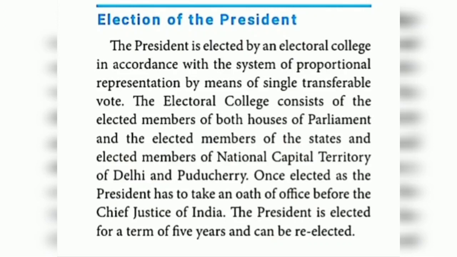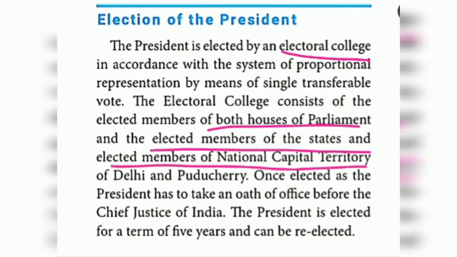Just before, I told you the president is elected by the electoral college members. The electoral college consists of both houses of the parliament. What houses are there? Rajya Sabha and Lok Sabha. And the elected members of the states and the elected members of the national capital territory of Delhi and Puducherry. After becoming a president, he has to take an oath of office before the Chief Justice of India.